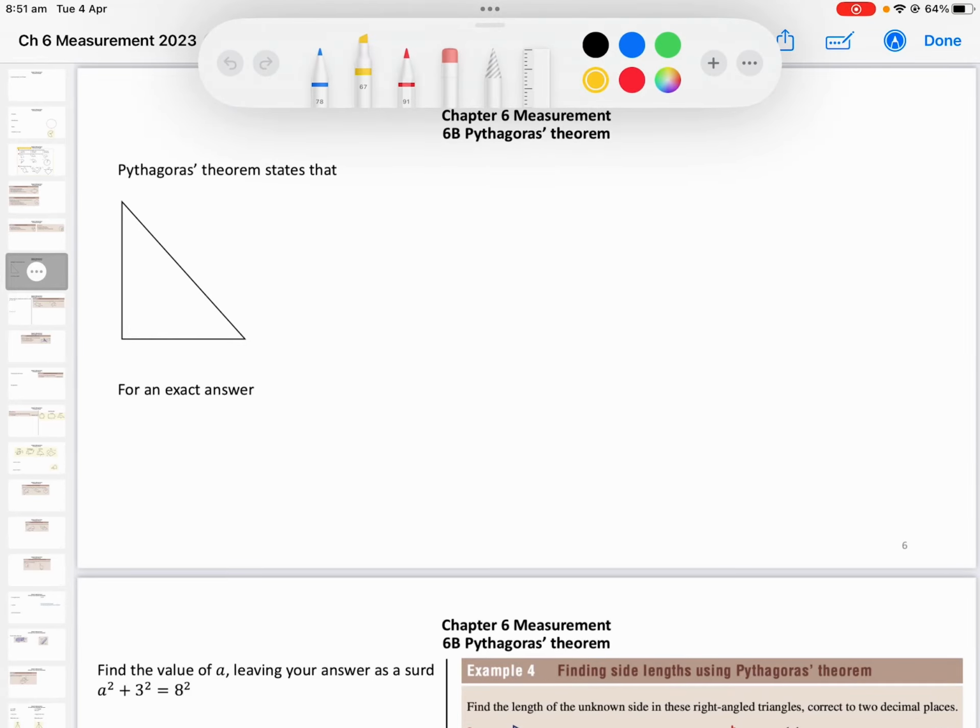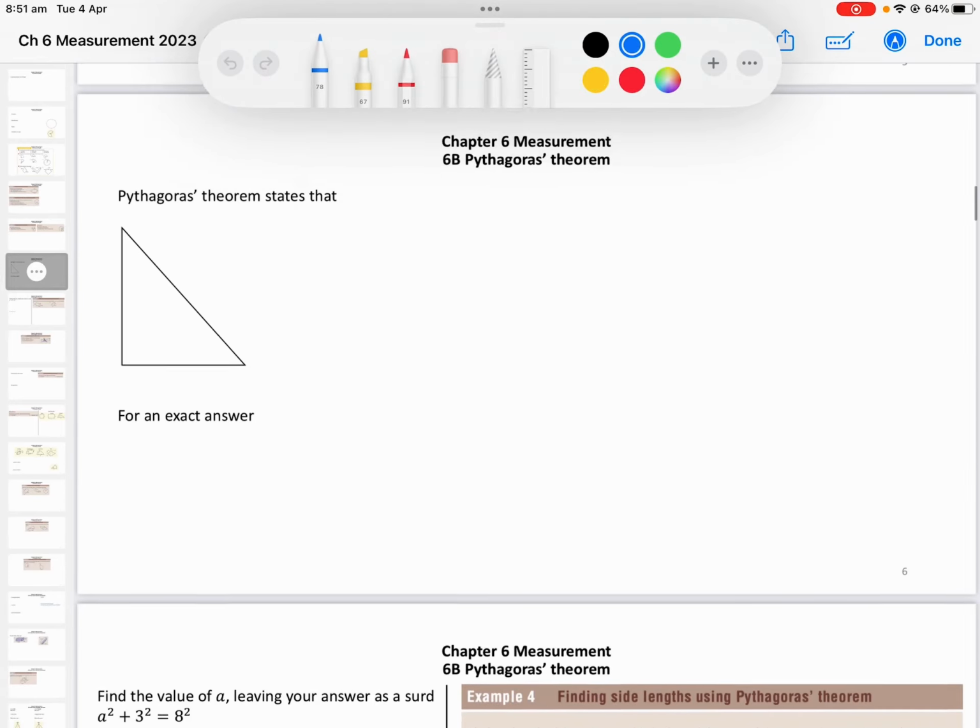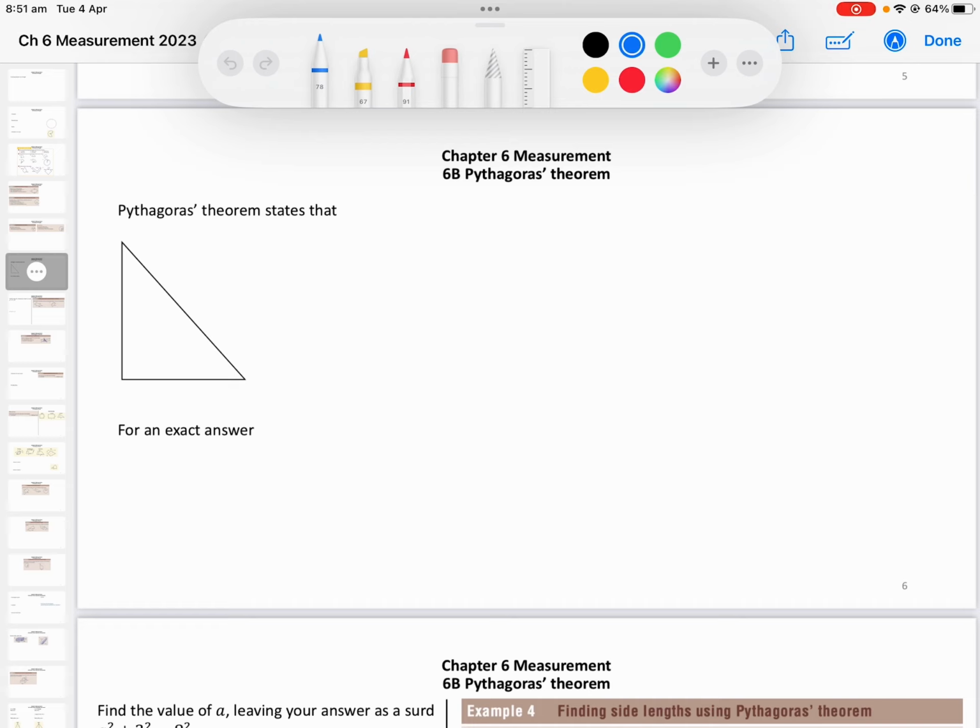So let's have a look at 6B, and 6B is Pythagoras' theorem, which you've seen from Year 9. It has to be a right-angled triangle for this to work. I'm going to label my sides A and B, and they're the two sides that join onto the right angle. The side that is opposite the right angle, we call that side C. Pythagoras' theorem tells us that C squared equals A squared plus B squared.